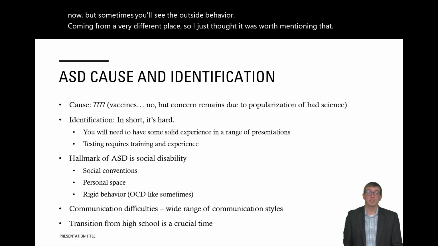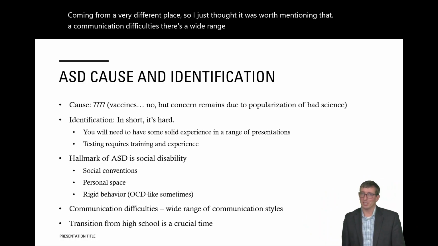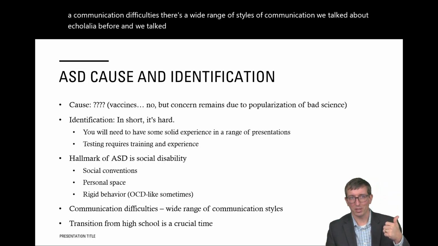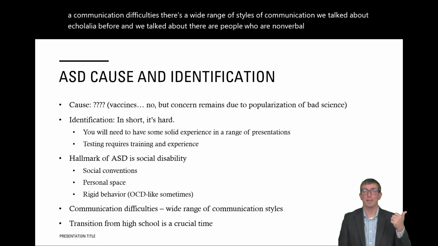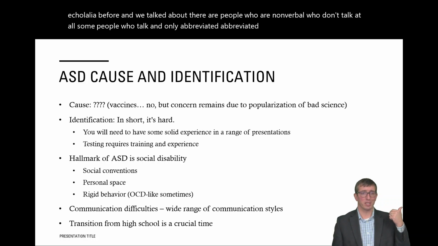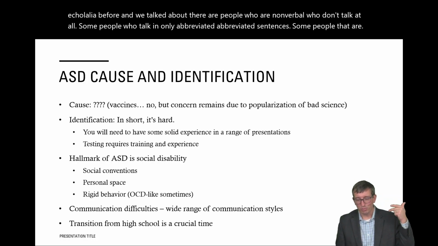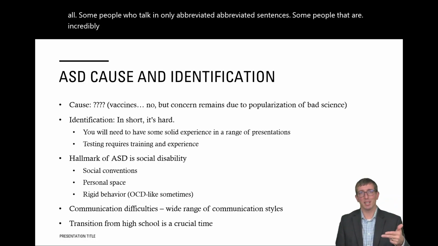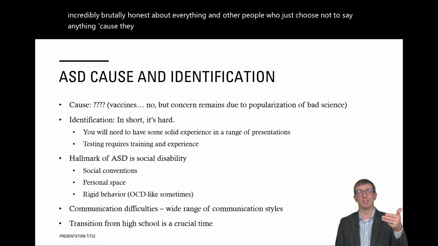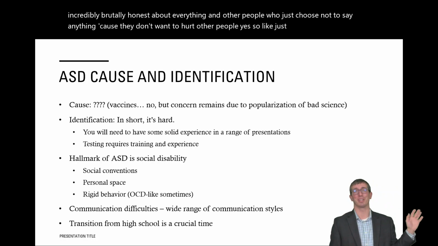Communication difficulties: there's a wide range of styles of communication. We talked about echolalia before, and we talked about people who are nonverbal who don't talk at all. Some people talk in only abbreviated sentences. Some people are incredibly, brutally honest about everything, and other people just choose not to say anything because they don't want to hurt other people. So, a wide range of communication styles.